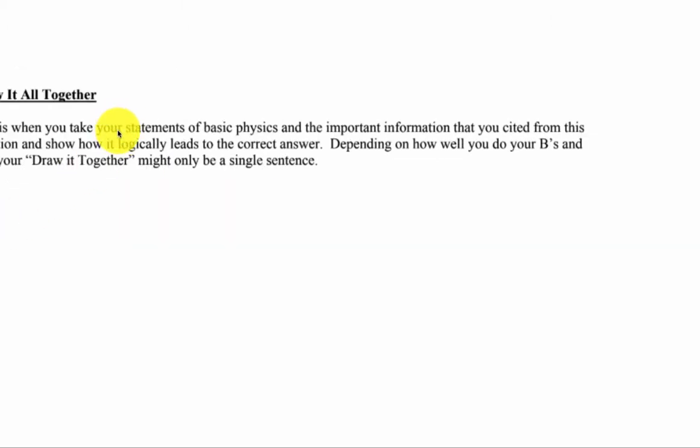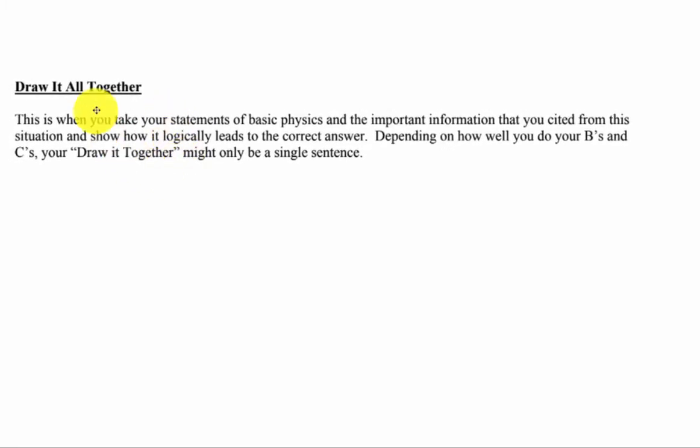And then we have D. So D stands for draw it all together. This is when you take your statement of basic physics and the important information that you cited from the situation and show how it logically leads to the correct answer. Depending on how well you do with B's and C's, your draw it together might only be a single sentence.